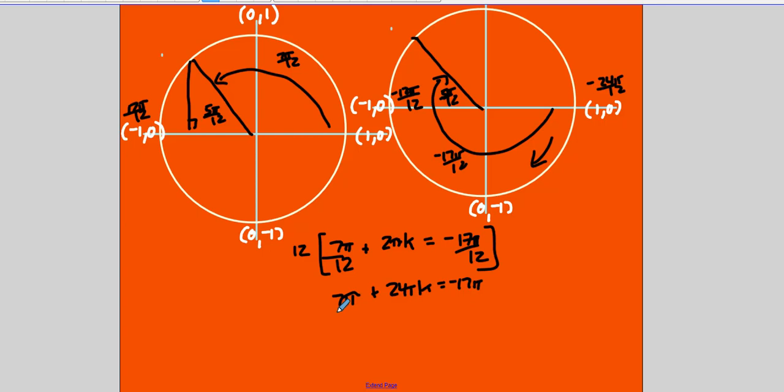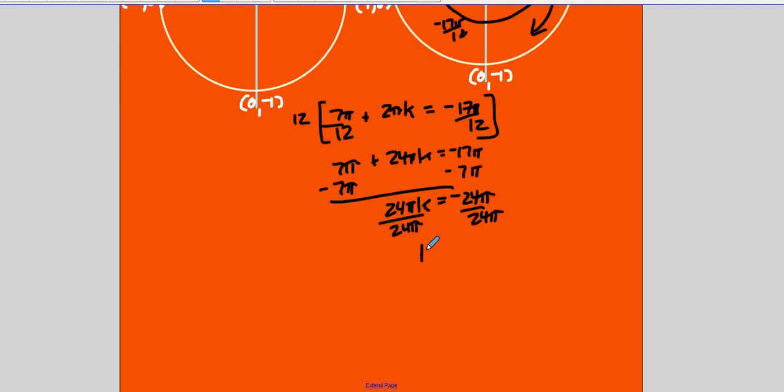Okay, so if I subtract 7 pi from both sides, solving for k, I get 24 pi k equals negative 24 pi. Well, now I can divide out the 24 pi from both sides, and I get k is negative 1, which is a negative integer, so they are coterminal. That's, I think, the easier way to do it.